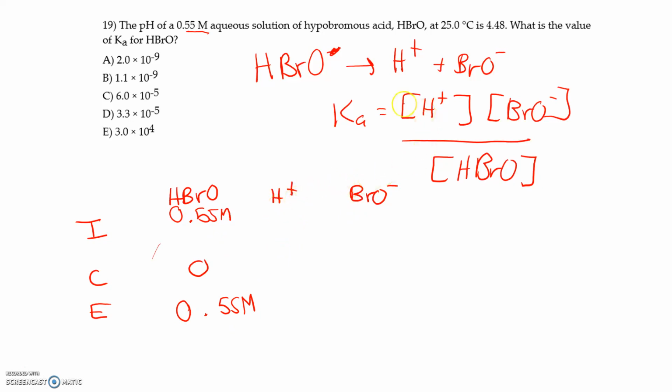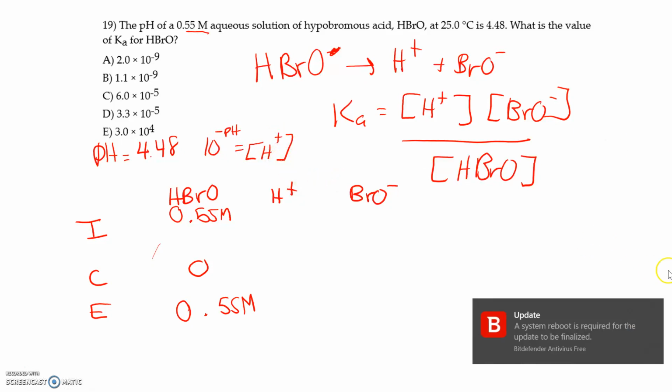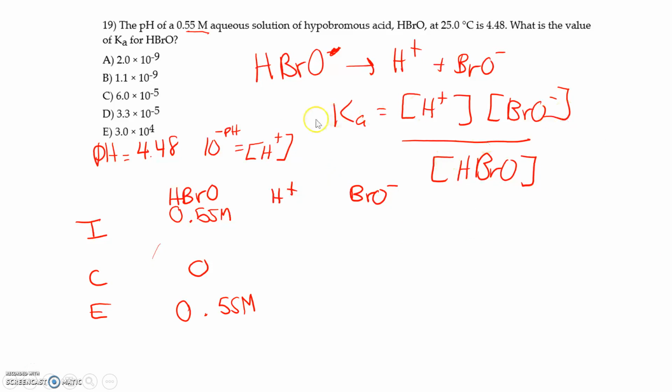To get the concentration of the protons, I'm going to use the pH. So pH is equal to 4.48. The negative log of the proton concentration is pH. How do I get from pH to the concentration of H plus? I do 10 raised to the negative pH, which is equal to the concentration of protons. So in this case, I would do 10 to the negative 4.48. Let me do that real quick.